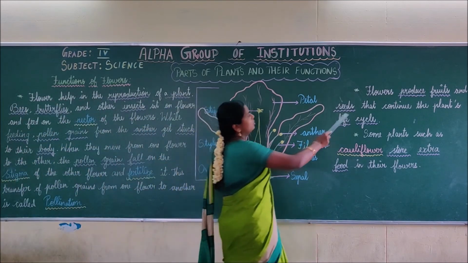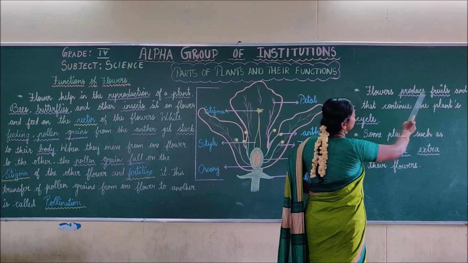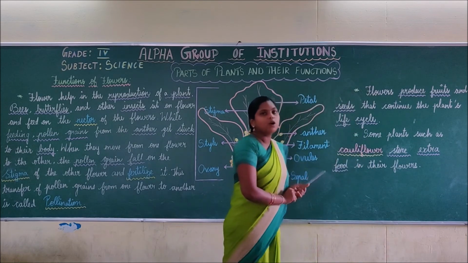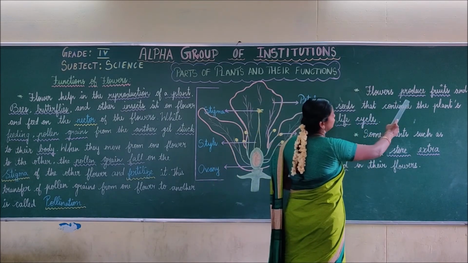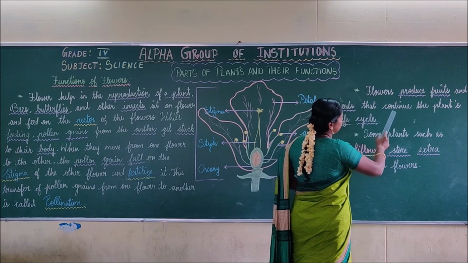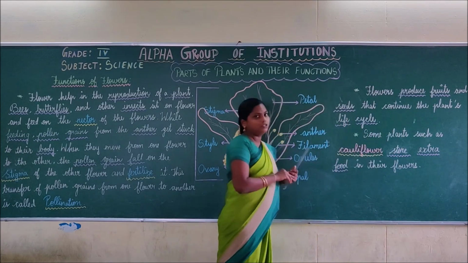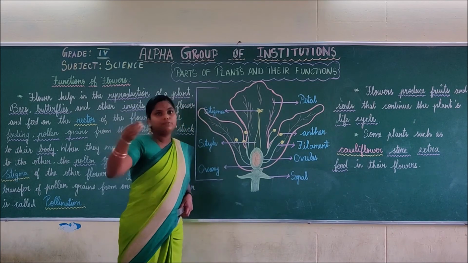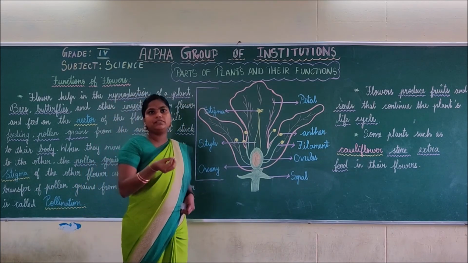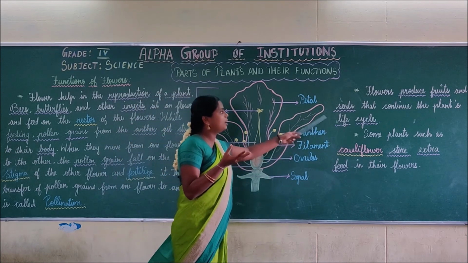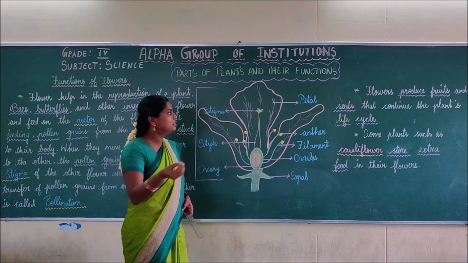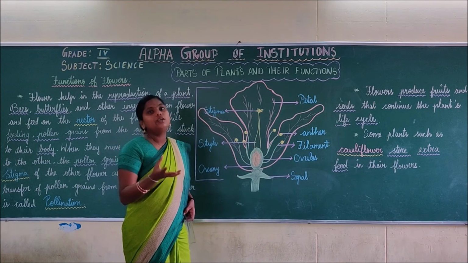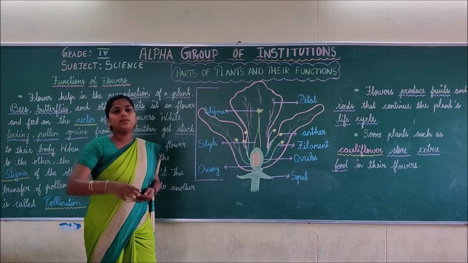The next one, flowers produce fruits and seeds that continue the plant's life cycle. So what is said here, students? Flowers produce fruits and seeds that continue the plant's life cycle, so that the plant bears fruits and seeds. When the seeds fall on the ground, a new beautiful sapling will come out of the ground. This flower seed or fruit seed, whatever it is, grows into a new little beautiful plant. So from this, the life cycle of the plant will continue.